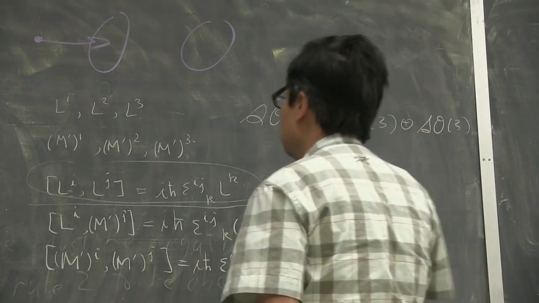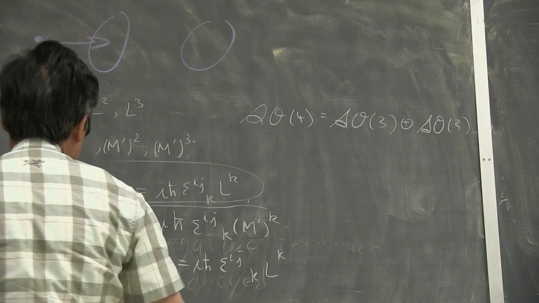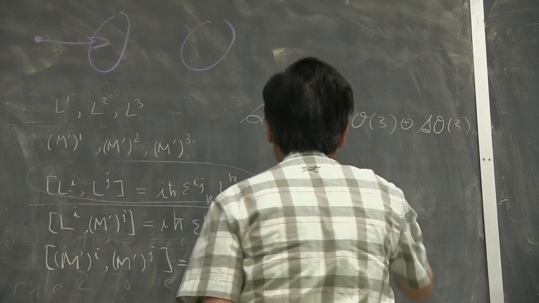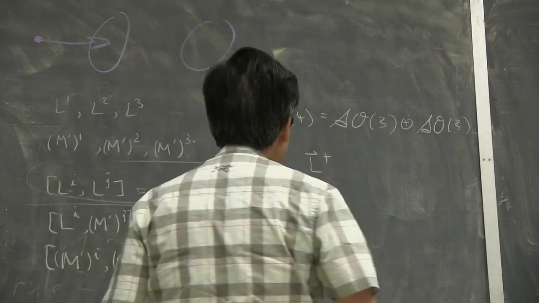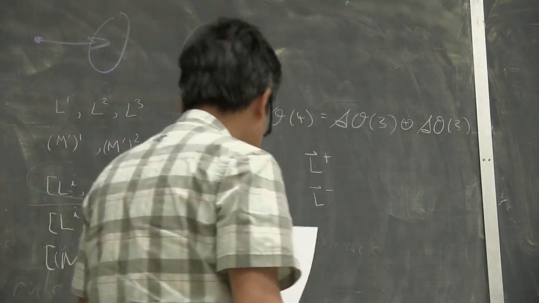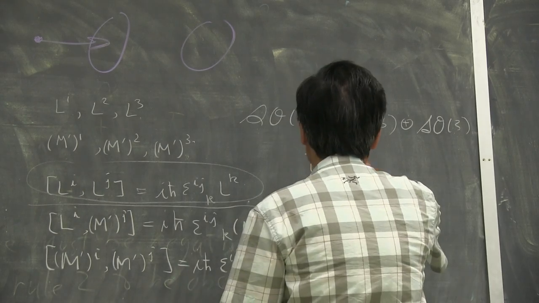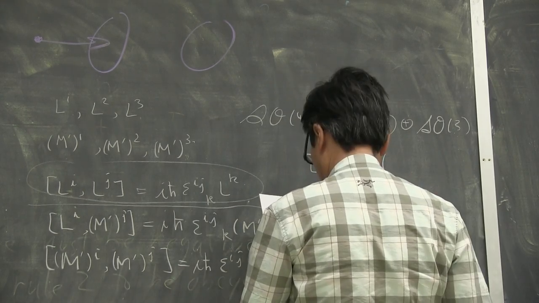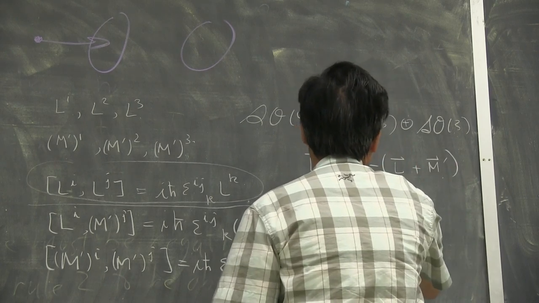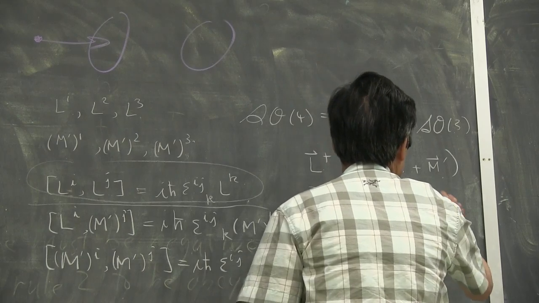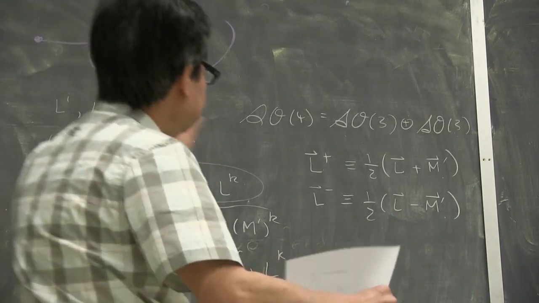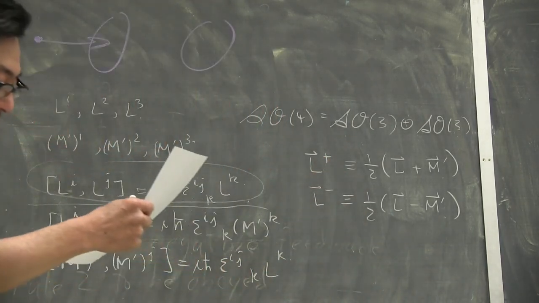You define out of these 6 things, you define another 6 things, which I'm going to call the 3 components of a vector that I call L plus, and then the 3 components of another vector that I call L minus. And they are very simply defined. L plus is 1/2 (L + M'), and then this guy, L minus, is 1/2 (L − M'). Okay, so each of these is a linear combination of the L's and M's.